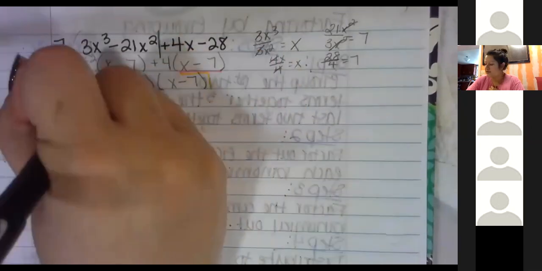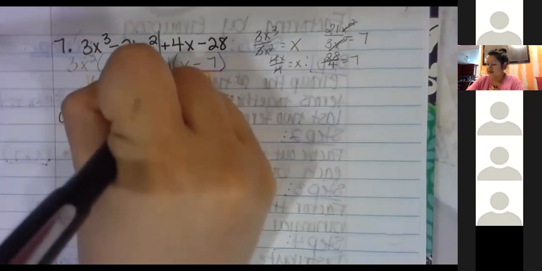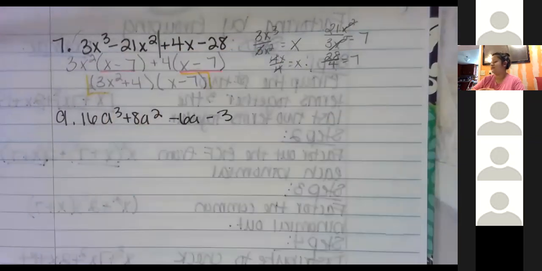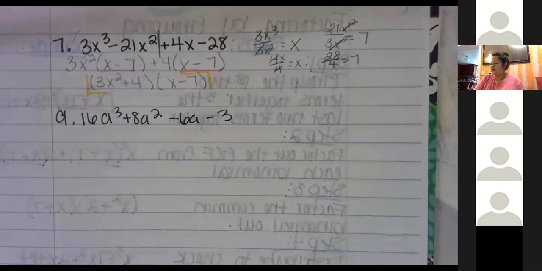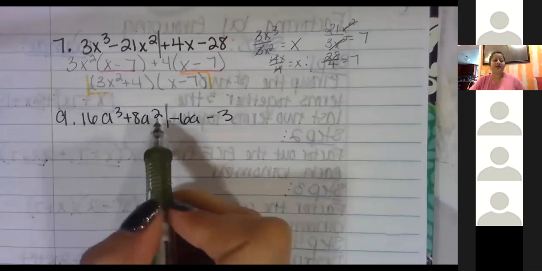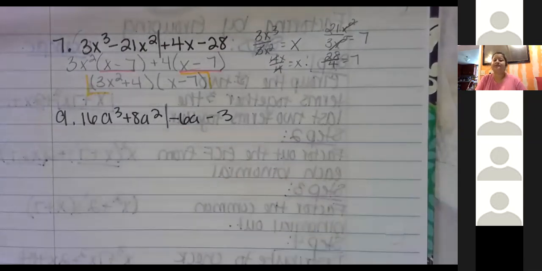This one's going to be a little bit different. 16a cubed plus 8a squared minus 6a minus 3. Again, we're going to split that right after our second term and right before our sign for the third term.